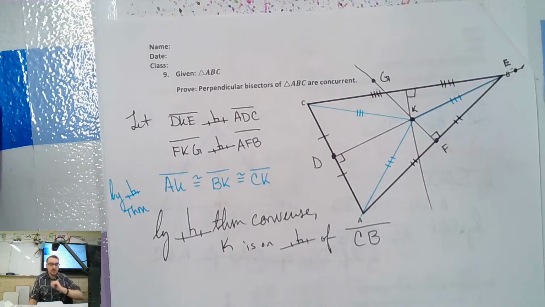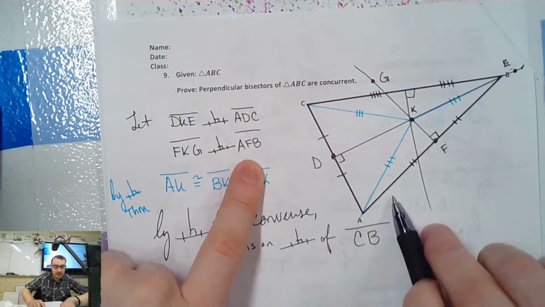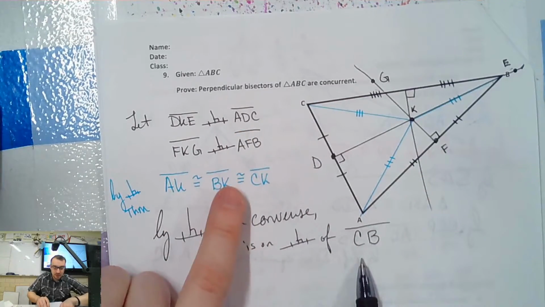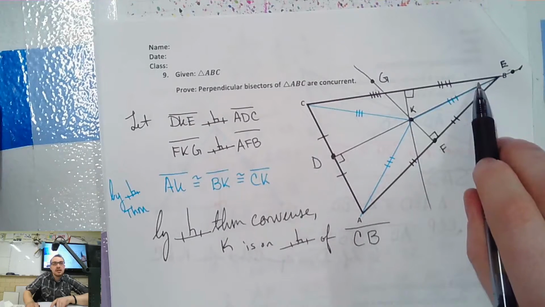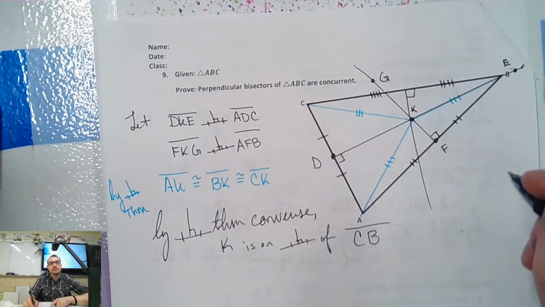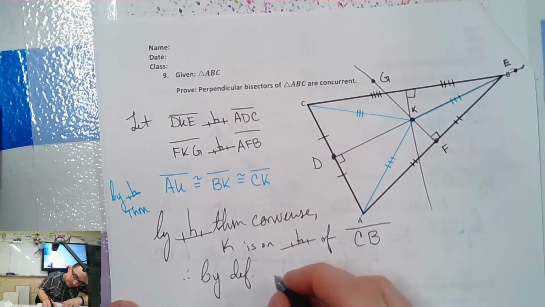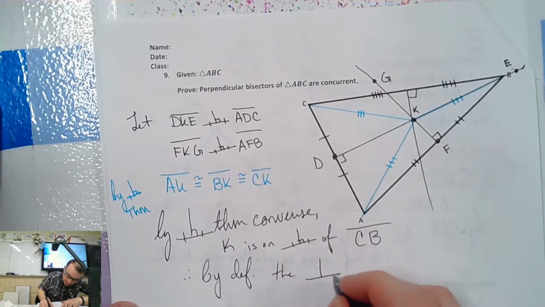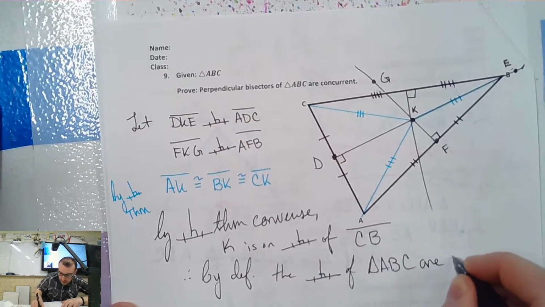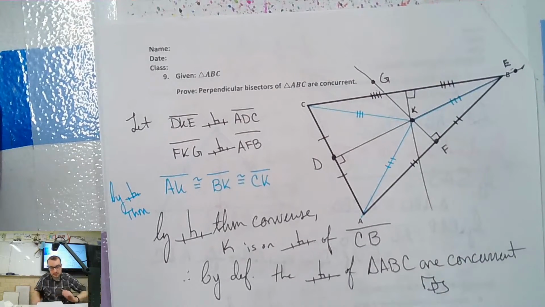So, K is on the perpendicular bisector of AB, this side, right? K is on the perpendicular bisector of AC, this side. And I just proved it's on the perpendicular bisector of CB. So it's on all the perpendicular bisectors, which means all of the perpendicular bisectors go through K, which means they're concurrent. By definition, the perpendicular bisectors of triangle ABC are concurrent. And we win.